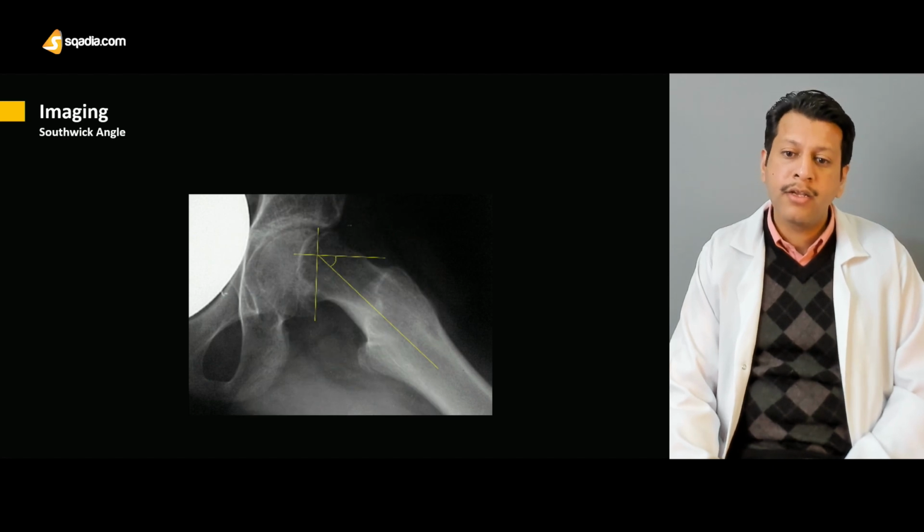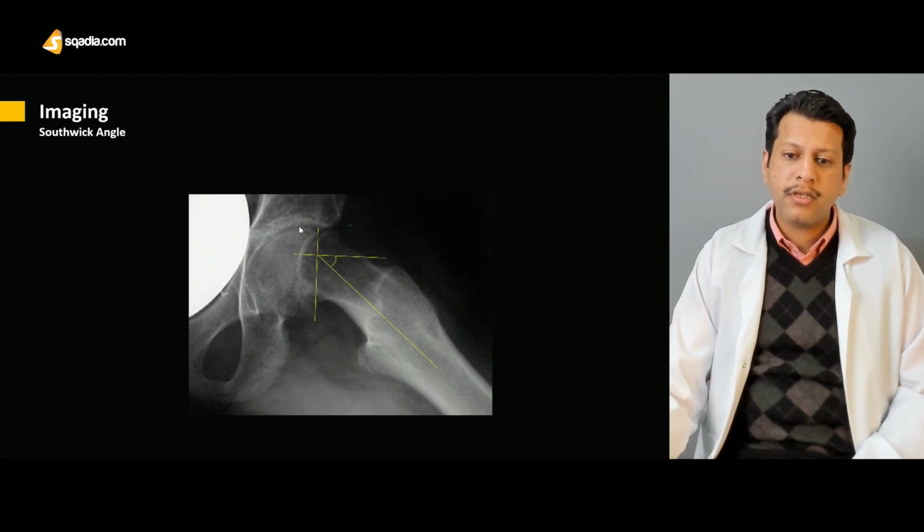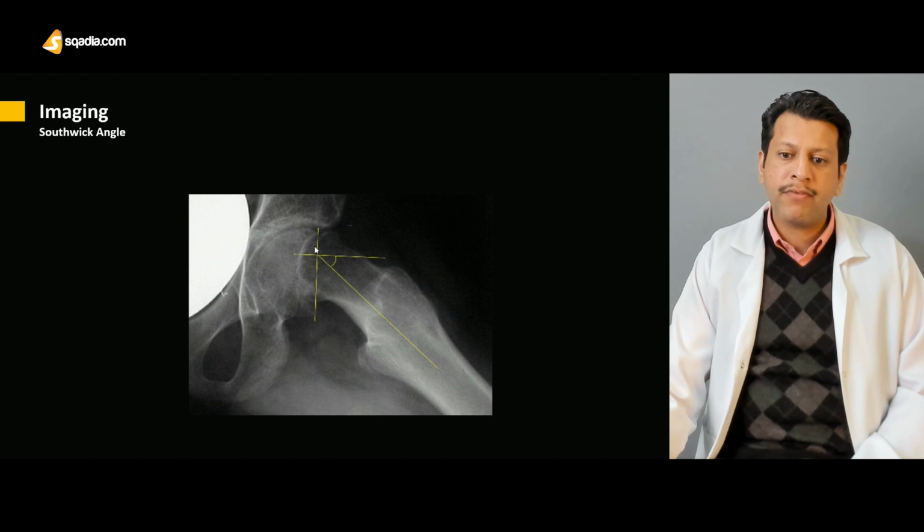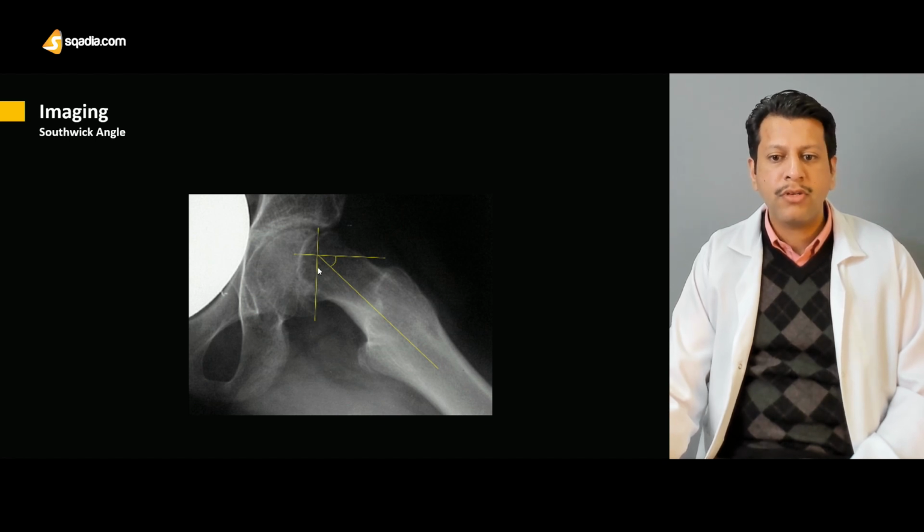Now when we are calculating the slip, we have to actually grade the slip. Grading of the slip is very important, and for that we have the Southwick angle. For example, if you see it over here, this is the head, this is the physis, and this is the metaphysis. Now what we do is we take one point at this level and one at this level, and we join them together. This is the epiphyseal axis.